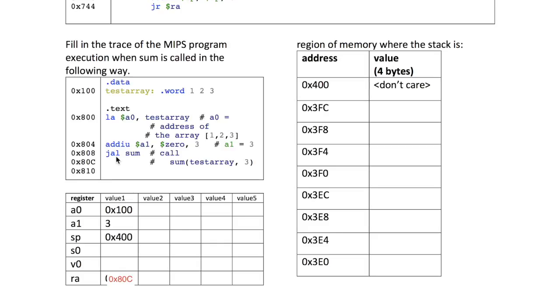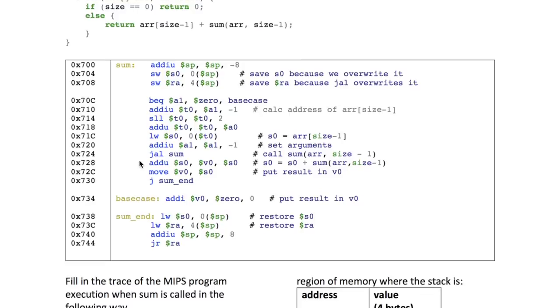Remember what jal does is it's a function call. It has 2 steps. First, it's going to store PC plus 4 into the return address register, the RA register. So actually, we've already written that in here. Why is that important? Well, eventually, the code that we're calling needs to know how to get back to the line after we called the function. So we need to store this address so we know where to go. Then the second step of jal is to jump to this label.